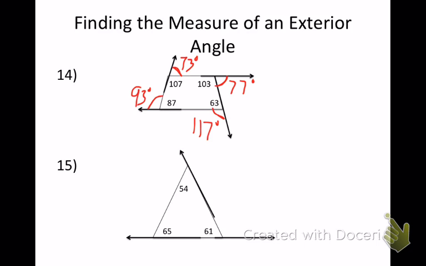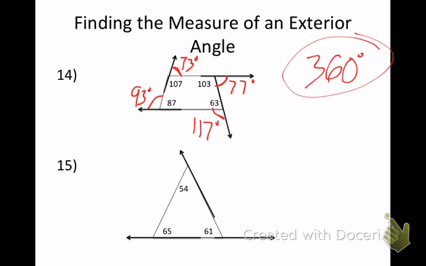Somebody real fast, add up all 4 of those angles: 93 plus 73 plus 77 plus 117. If you add up all 4 of the exterior angles, what do they add up to? They would all add up to 360 degrees. That kind of shows that.